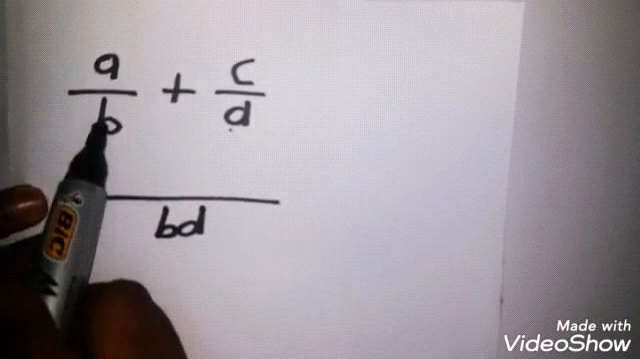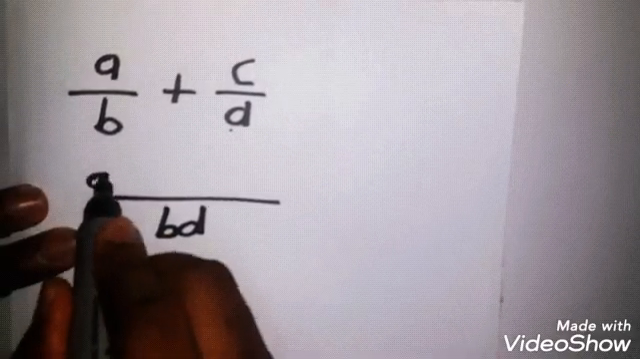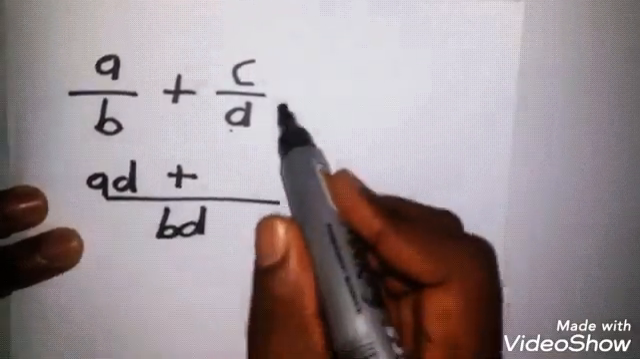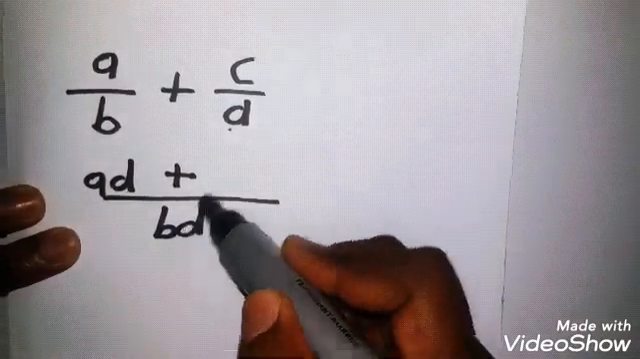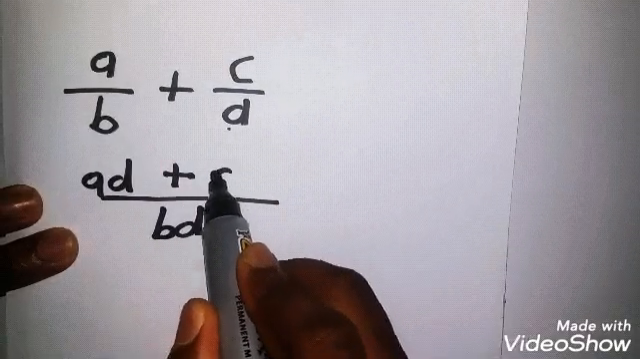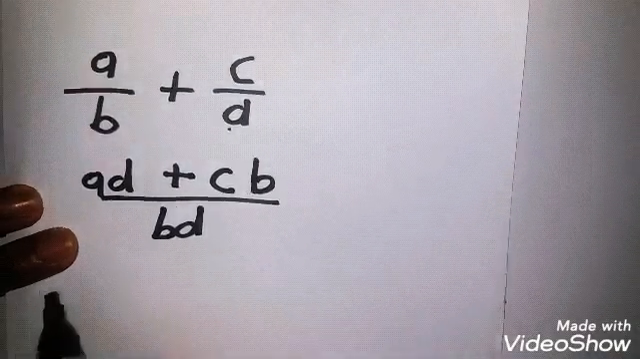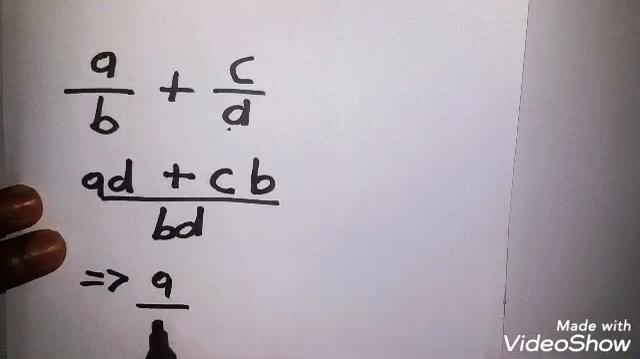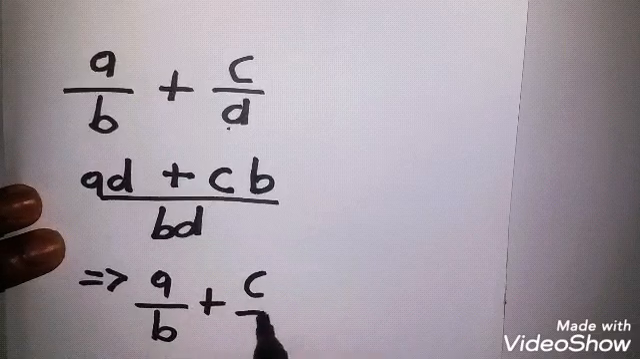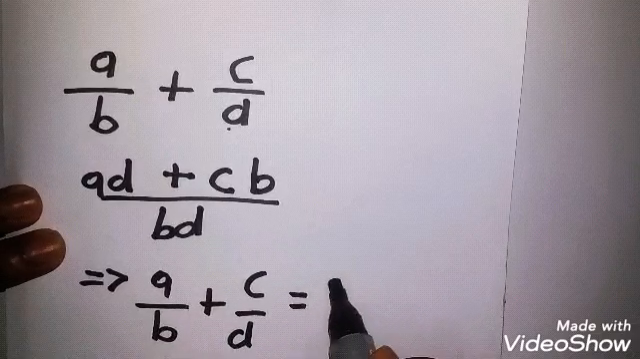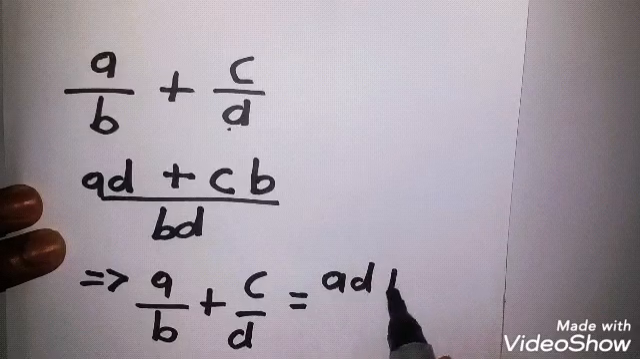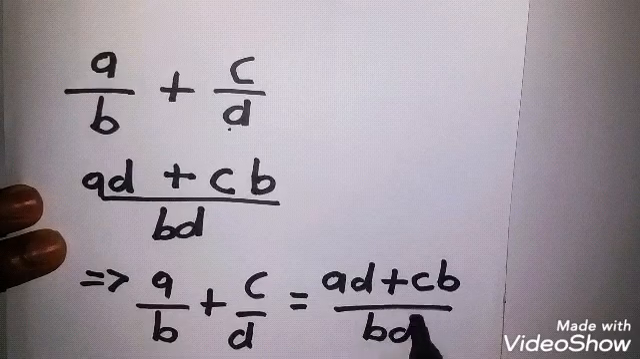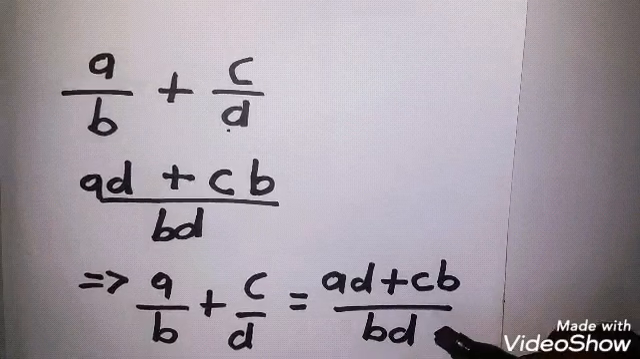BD multiplied by this, B will cancel, so it will be A multiplied by D which will be left, plus, comes down, BD multiplied by this, D will cancel this D, so it will be CB. So it implies A on B plus C on D equals AD plus CB all on BD. This should be noted.